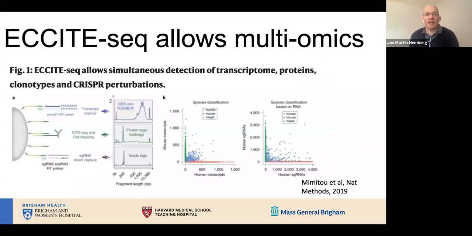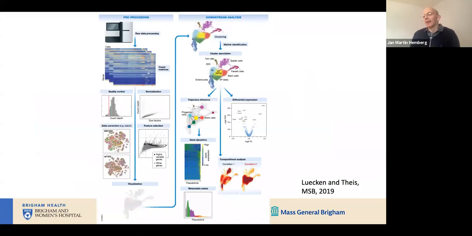This method has been expanded, so they have CITE where they also incorporate looking at VDJ sequences and gRNA. So you can combine this single-cell RNA-seq with CRISPR perturbations and do the readouts from the same cells of multiple things. So that's quite handy.